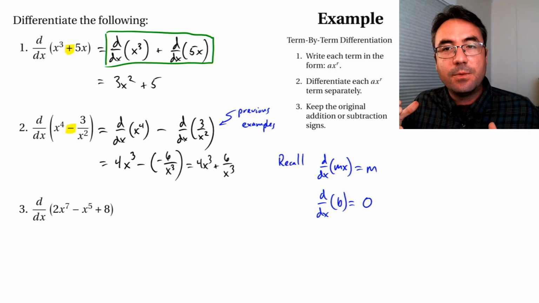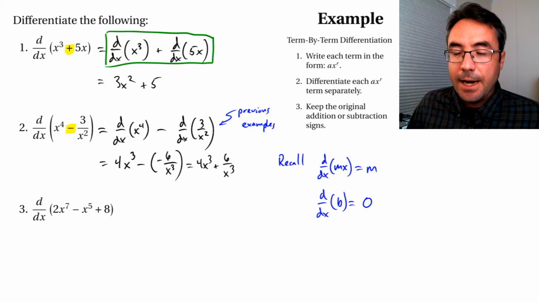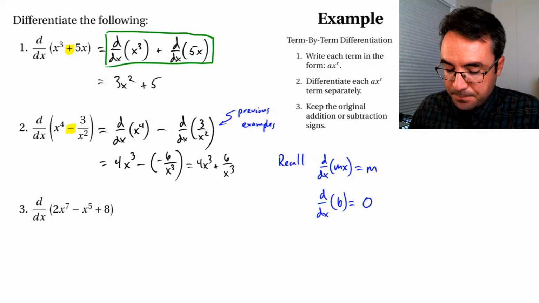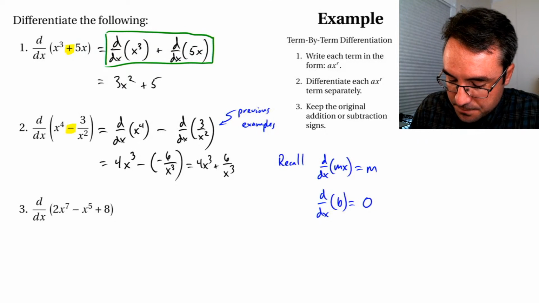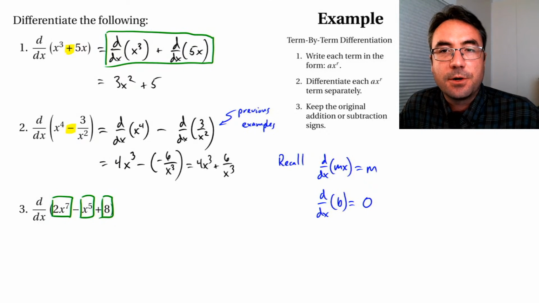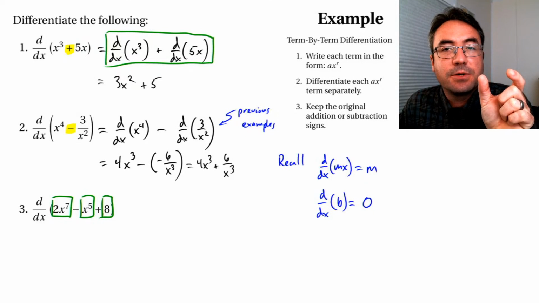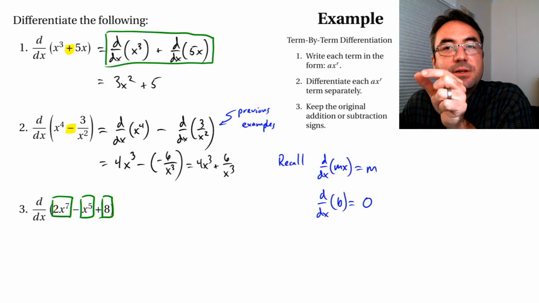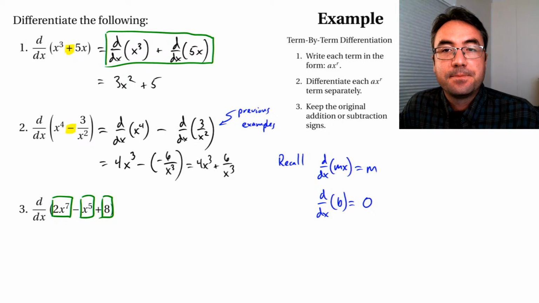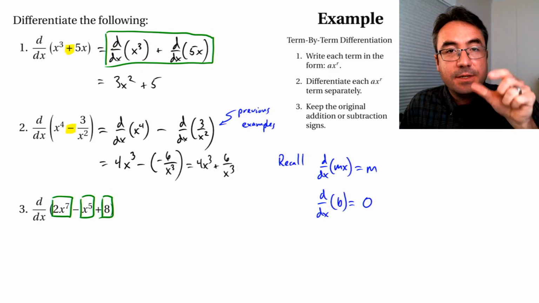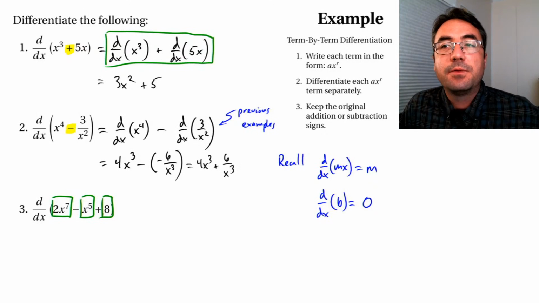So when we're presented with a function, let's look at the third one, 2x to the power 7 minus x to the power 5 plus 8. When we look at that, we think of each of these pieces as different terms. We have our first term, which is 2x to the power 7. Then we have subtraction. Then we have our second term, x to the power 5. Then we have addition, and then we have our last term, which is 8. And what we're going to do is differentiate each of those terms and just go down the line.